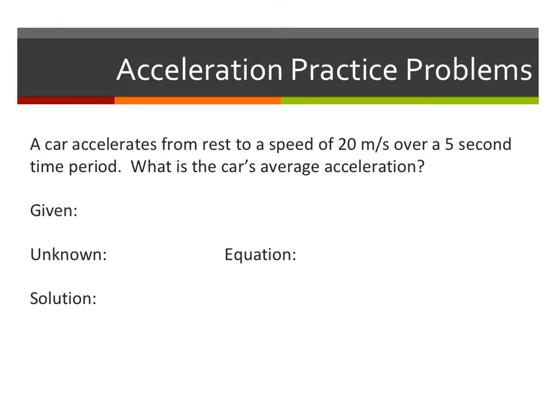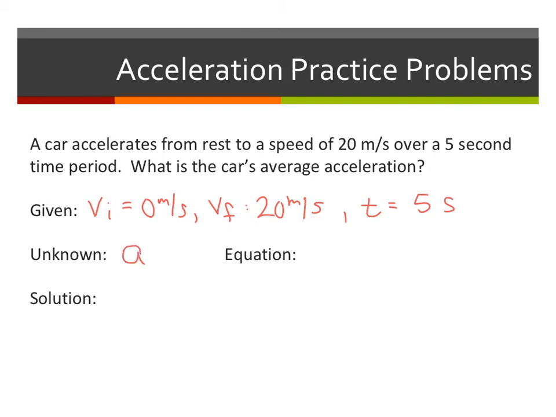A car accelerates from rest to a speed of 20 meters per second over a 5-second time period. What is the car's average acceleration? So this time we're going to have 3 givens rather than just 2. The car starts from rest, that means that its initial velocity is 0 meters per second. It speeds up to 20 meters per second, so its final speed is 20 meters per second. And it does this over a 5-second time period, so my time is 5 seconds.